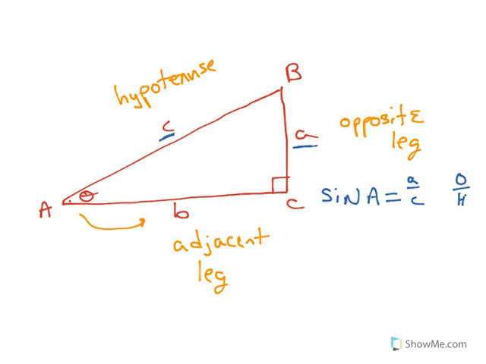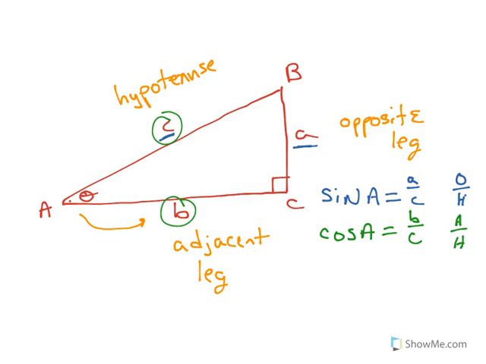If you look at your cosine ratio of angle A, the cosine ratio is defined as being the adjacent leg to the hypotenuse, so that will be B to C. So side length B to side length C, and people often abbreviate that as adjacent to hypotenuse.